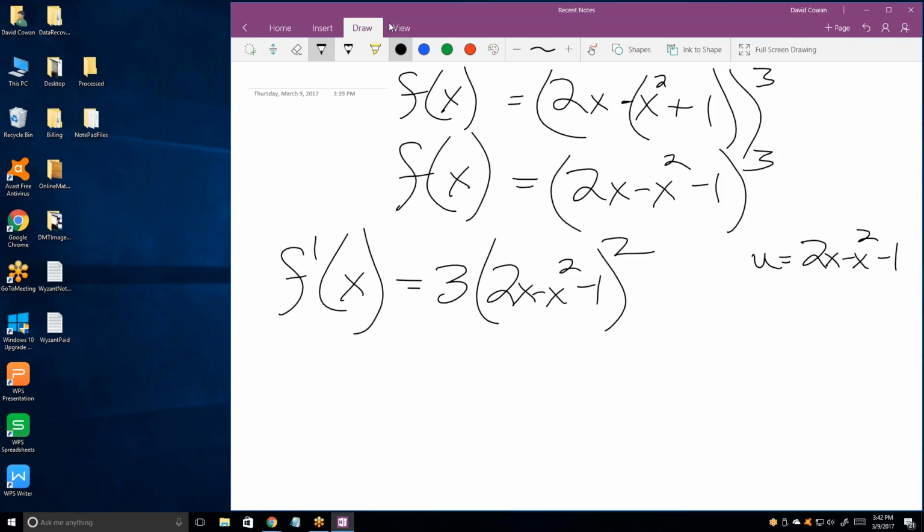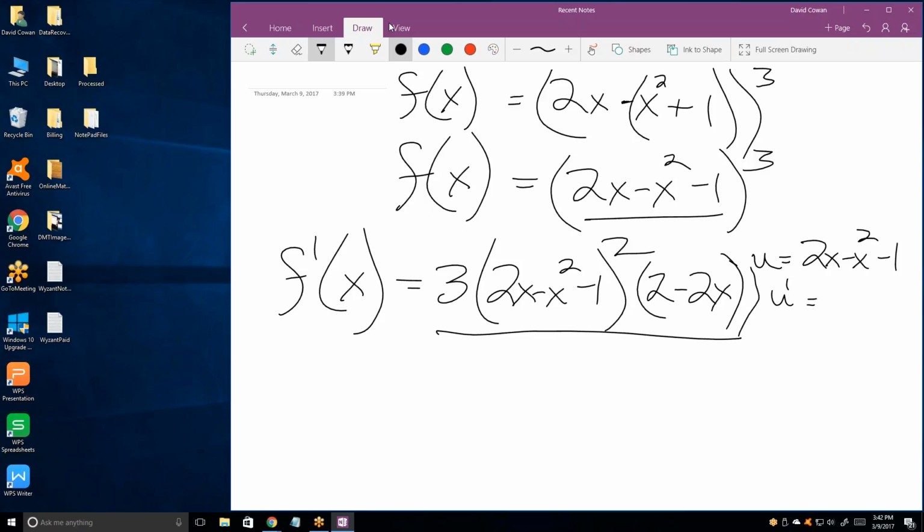Okay. Now, because there's a chain rule involved, in other words, we do have an inside here, we have to multiply the derivative of the outside by the derivative of the inside. So what's the derivative of the inside, which would be u prime? So 2 minus 2x. That's it. So that's your answer. And you don't really have to take it beyond that. Sometimes you do, but in this case you don't.